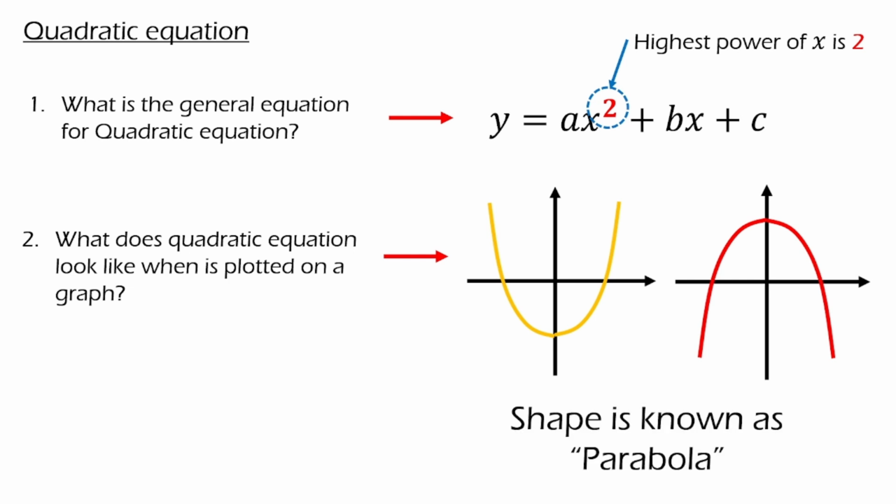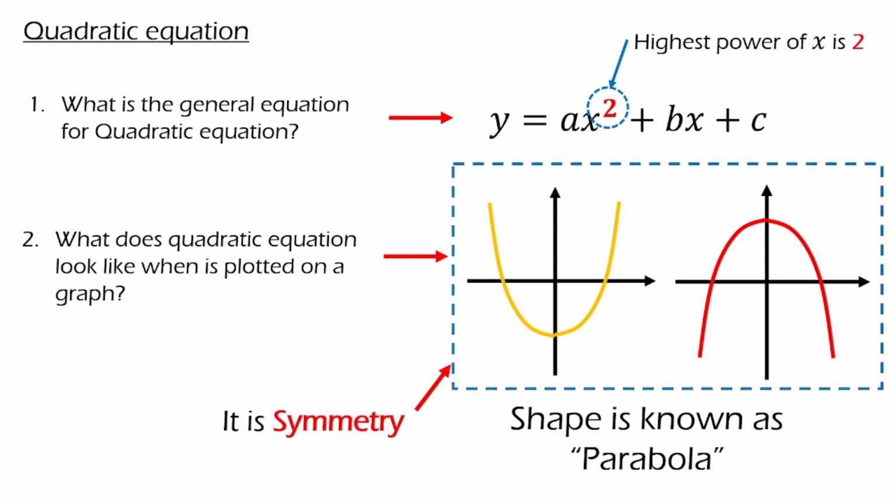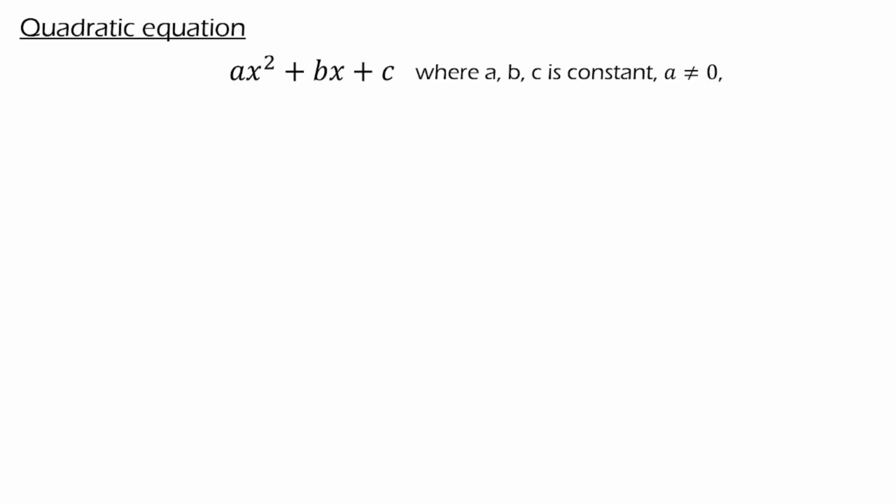It also has a very special property, which is symmetry. This property is very important because it can help us to find the maximum or minimum point. We will discuss this in detail later. Let's begin our discussion on the orientation of the graph.